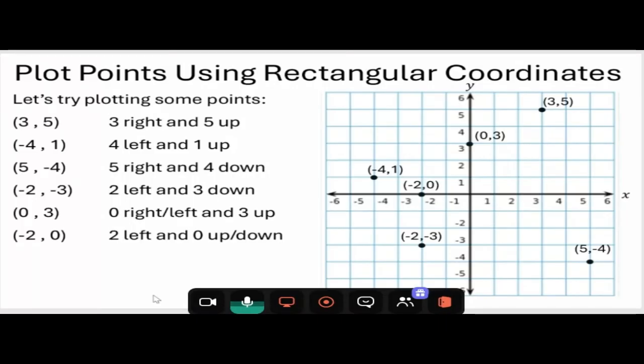If x is positive, you go to the right. If x is negative, you go to the left. If y is positive, you go up. If y is negative, you go down.